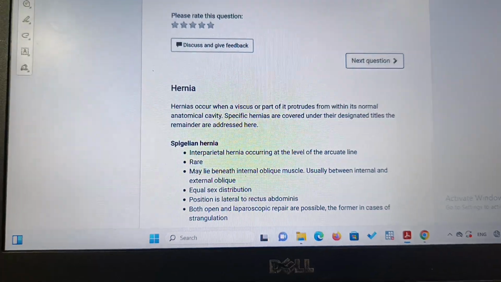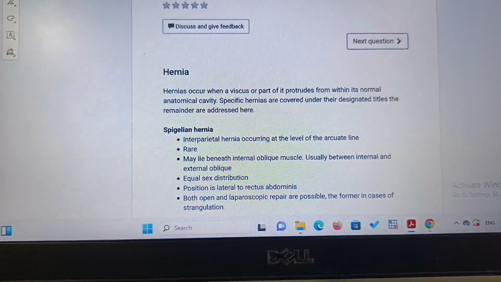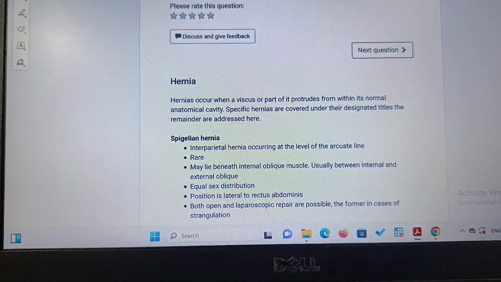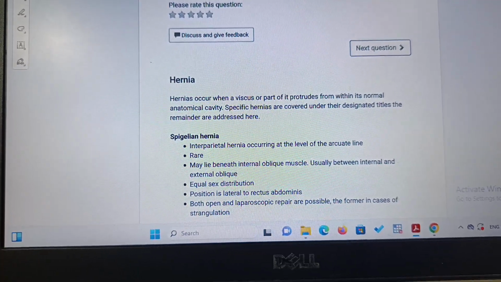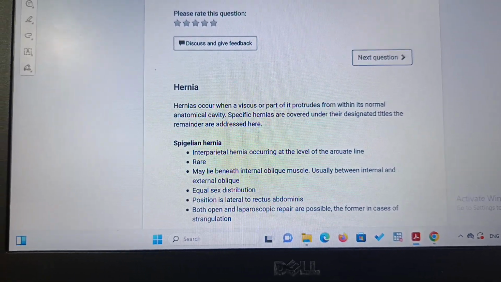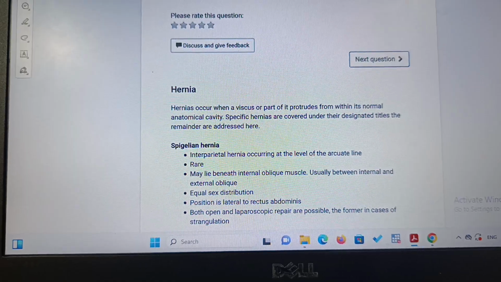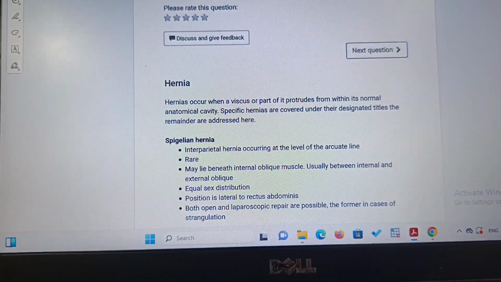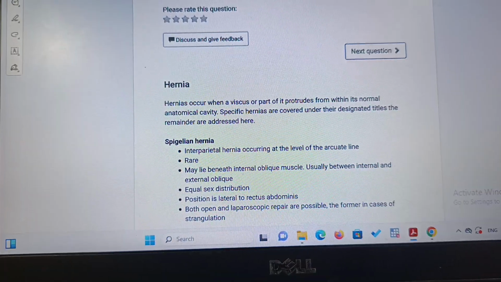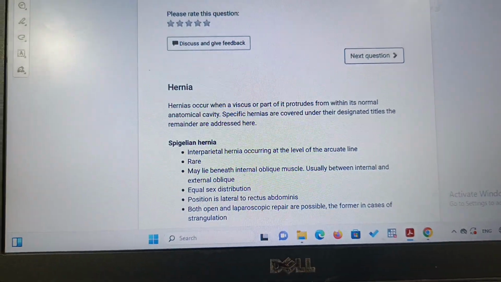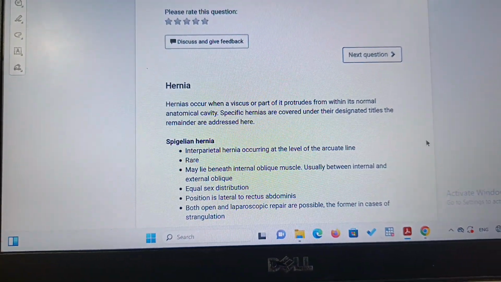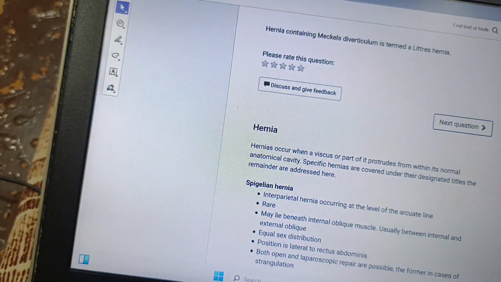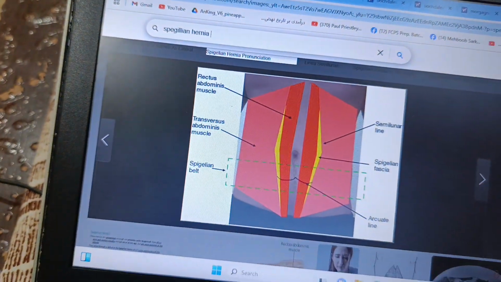Okay, a hernia occurs when a viscus or part of it protrudes from its normal anatomical cavity. Specific hernias are covered under their own titles, and the remainder are addressed here. Spigelian hernia, an intraparietal hernia, occurs at the level of the arcuate line. Now we will see in the diagram where the arcuate line is and which hernia occurs there.